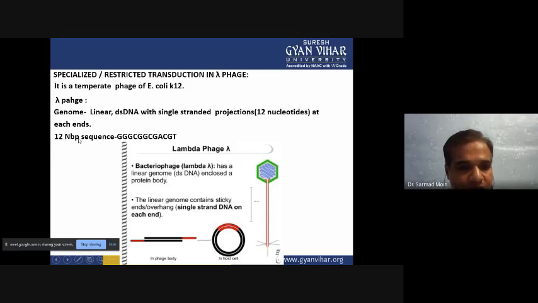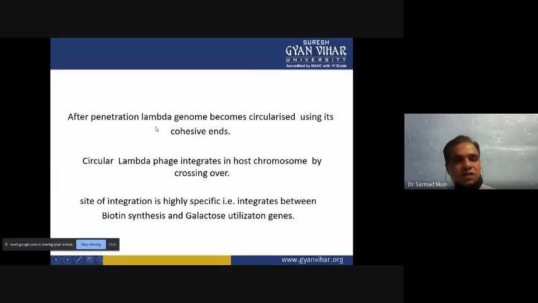A 12-base palindromic sequence will be there in the cohesive ends. A sequence like GGGCGGCGACGT will be there in one cohesive end, and the opposite, complementary sequence will be in the opposite cohesive end. This palindromic sequence can bind to each other, so it turns into circular double-stranded DNA. This lambda phage DNA can cause infection only in E. coli K12 type. Only if you have E. coli K12 will it infect.